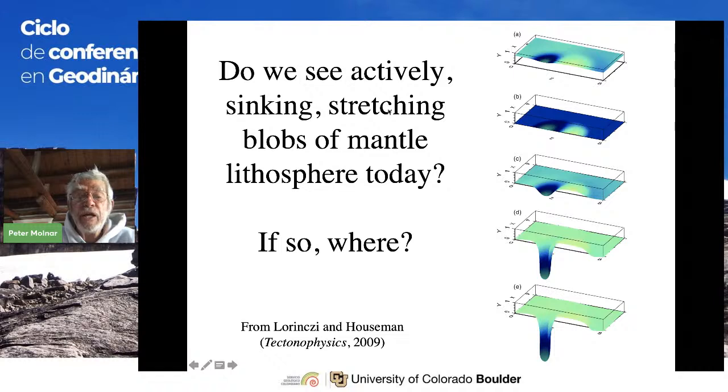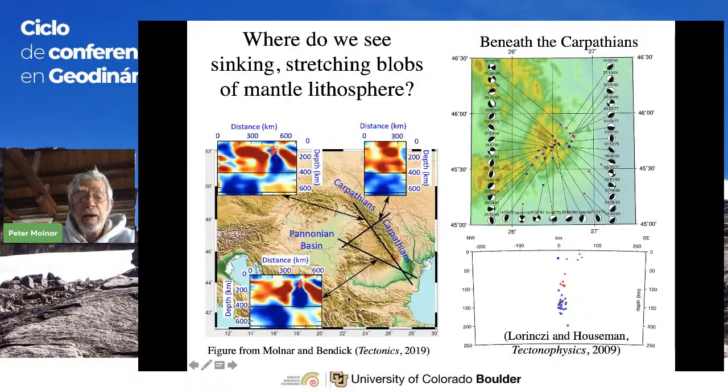Okay, one last question. Do we see sinking, stretching blobs of mantle lithosphere today? And if so, where? In other words, do we see this pattern happening? The work I'm going to describe is by Lorenzi and Hausmann. They made these calculations, but they also brought data to bear. And this is from the Carpathians in Romania. So this is the Black Sea over here. This is Italy, the Alps, the eastern edge of the Alps.